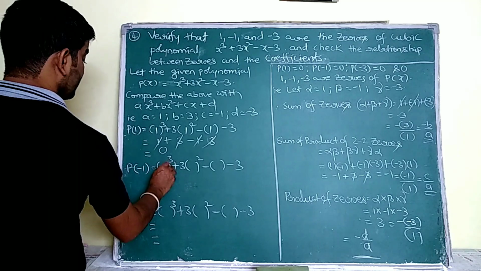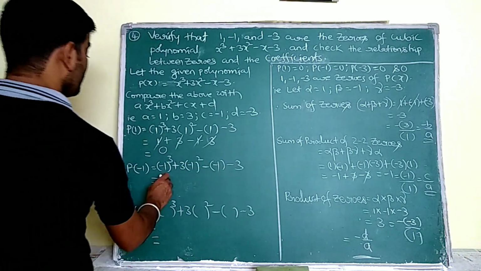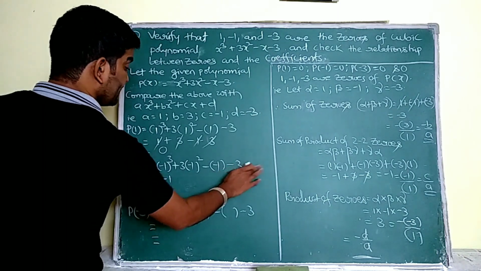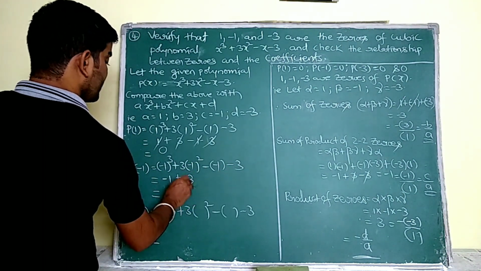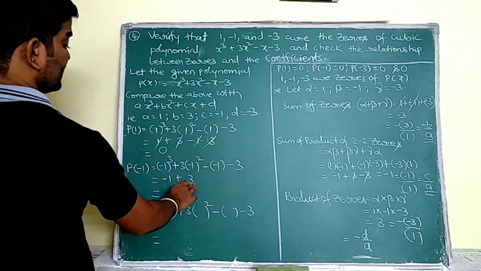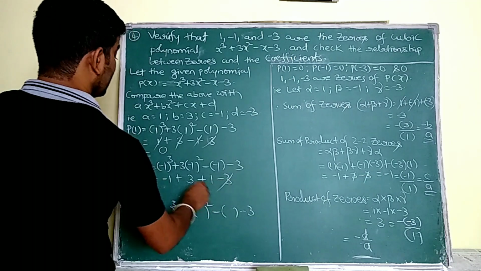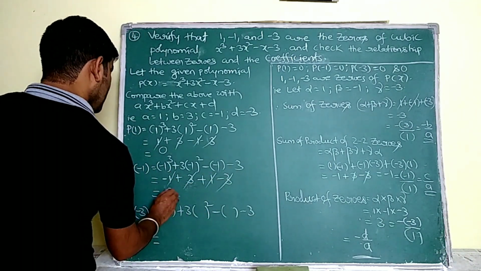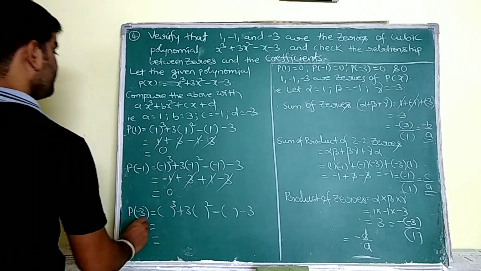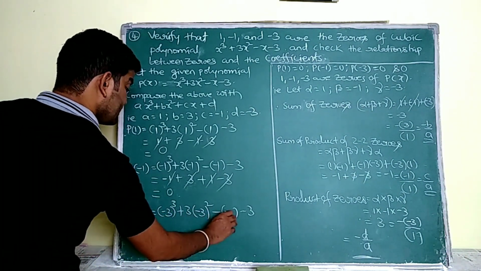So see here, p of minus 1: minus 1 whole cube means it is minus 1. If you don't know, write directly 0 here. And 3 into minus 1 whole square means 3 into plus 1, that is 3. Minus of minus 1 is plus 1, and it is minus 3. Here again minus 3 plus 3 and minus 1 plus 1 are going to be cancelled. Here also 0.